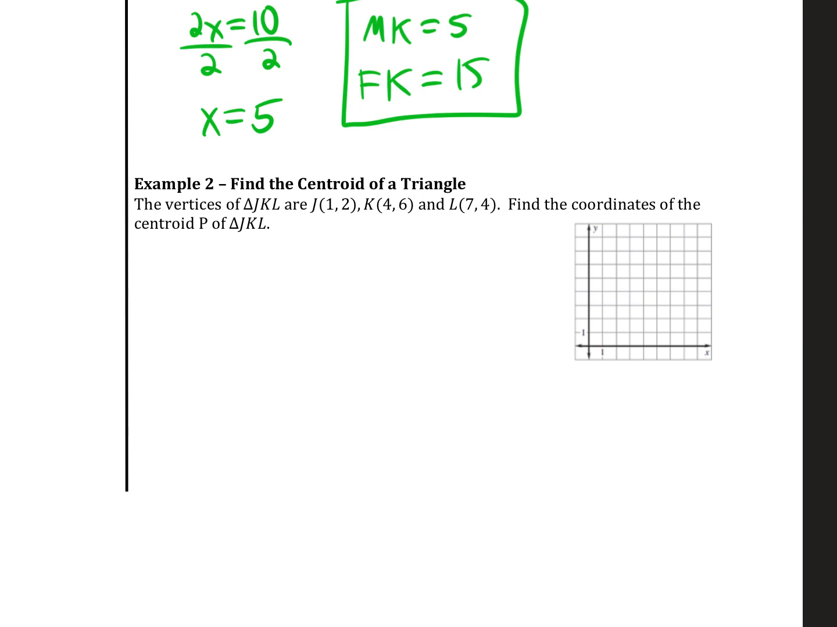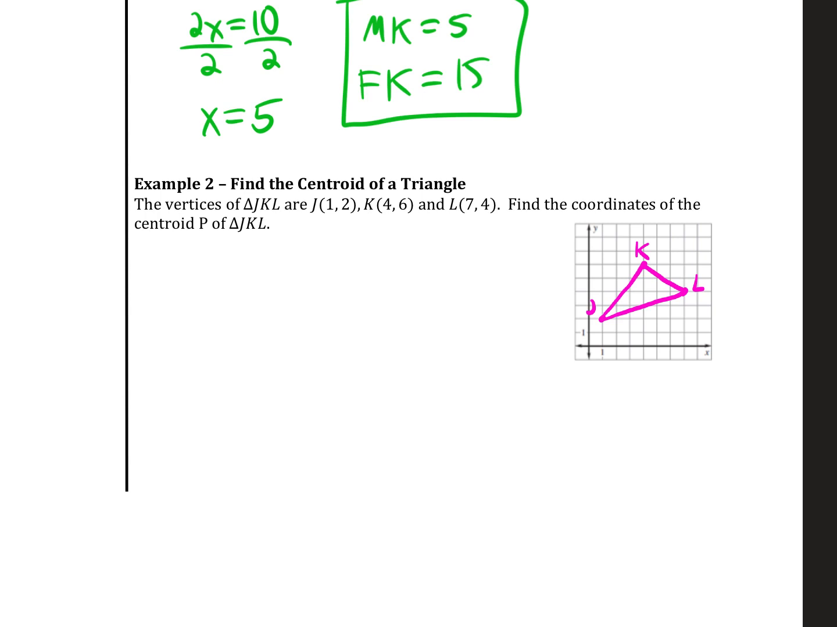No worries. So, find the centroid of a triangle. We had the vertices of this triangle. So we had J is 1, 2. Where do I go to graph 1, 2? Right 1 up 2, and this is J. How about 4, 6? Right 4 up 6. Okay, that is K. And how about L? 7, 4. Right 7 and up 4. And that's L. Okay, so this is the triangle right here. All right, sounds good. And we are looking for the centroid of JKL.